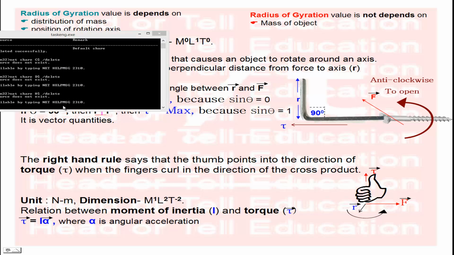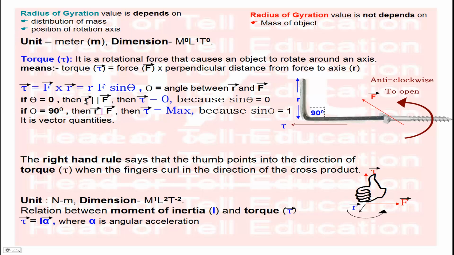If theta equals 0, then R is parallel to F, which means torque equals 0 because sin 0 equals 0. If theta equals 90 degrees, then R is perpendicular to F, then torque is maximum because sin 90 equals 1. So it is a vector quantity.